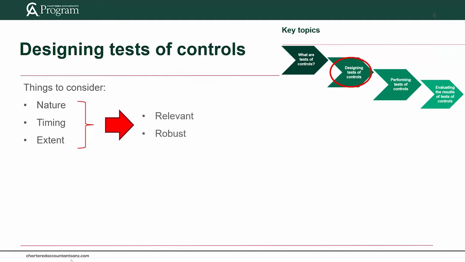All of these elements will help you design a relevant and robust test of control. Your procedure is relevant if it is specifically testing the controls identified for the client and the process that you are testing. And your procedure is robust if it is detailed enough that a junior auditor knows exactly what is required of them.